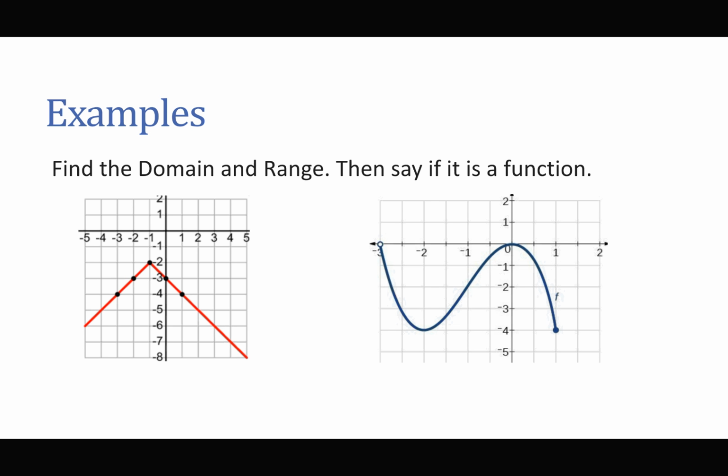Find the domain and range, then say if it is a function. All right, well, real quick, to determine if it's a function from a graph, we could just do vertical line tests. If I drew a vertical line on this, no matter where I draw it, it's only going to hit at 1 point. Same thing here. There's nowhere where I'm going to hit more than 1 point. So, yep, I can say this one is a function. And this one is also a function.